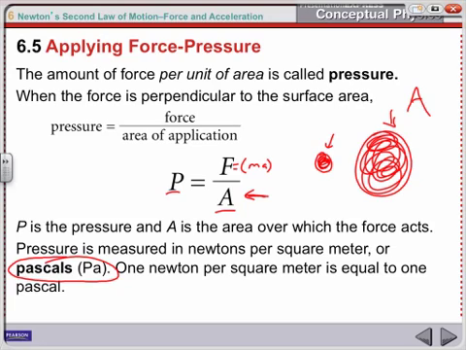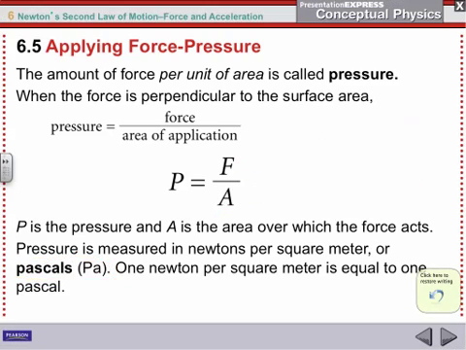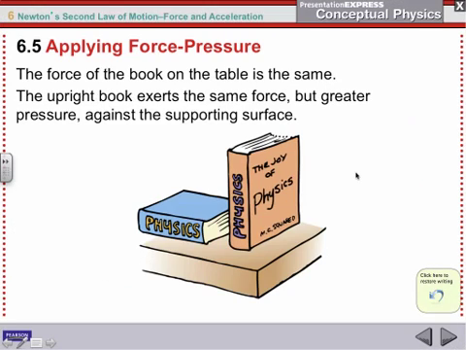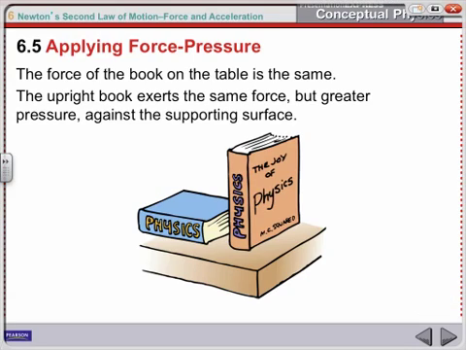In fact, most of the time when they're talking about pressure, it ends up being kilopascals that they talk about because pascals are usually pretty small. Take a look at these two physics books here. Notice they're both sitting on the table. They both have the same mass, so therefore, they're applying the same amount of force to the table.